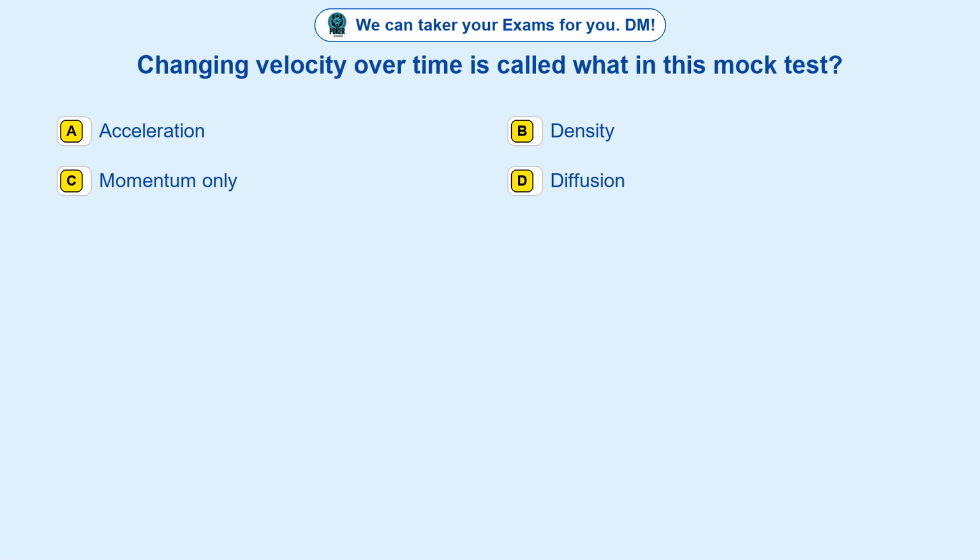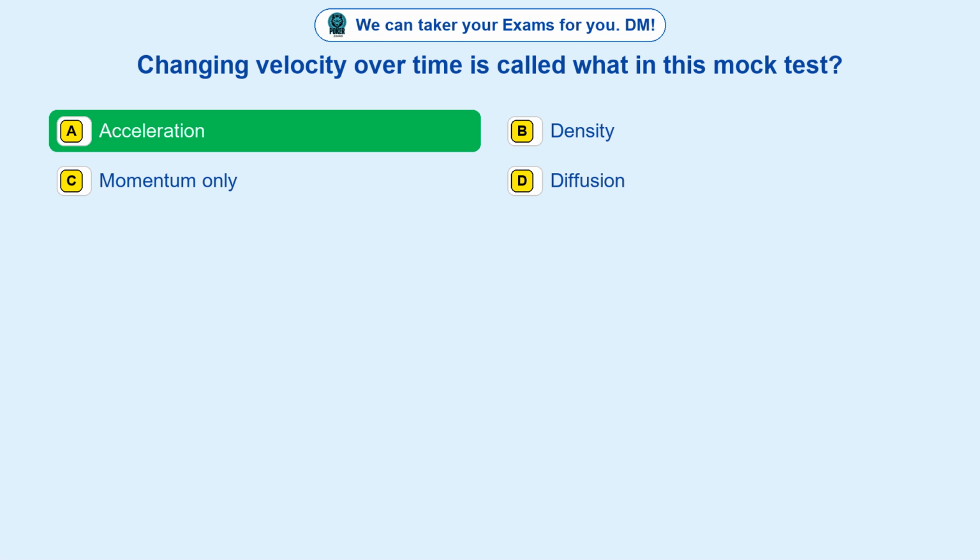Question 56. Changing velocity over time is called what in this mock test? Option A, acceleration. Option B, density. Option C, momentum only. Option D, diffusion. The correct answer is option A, acceleration.